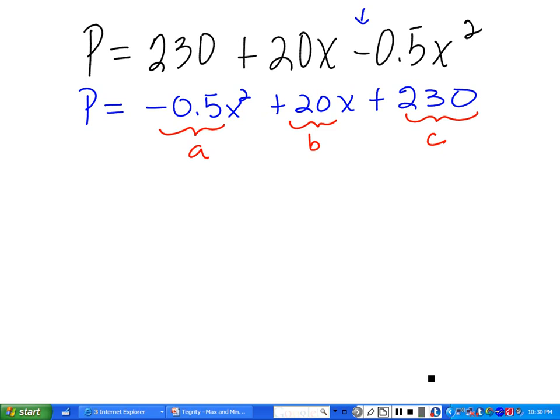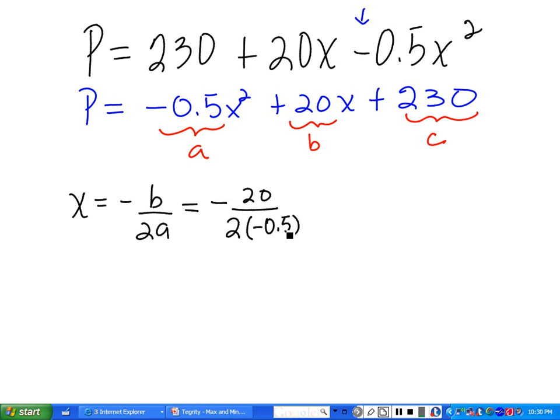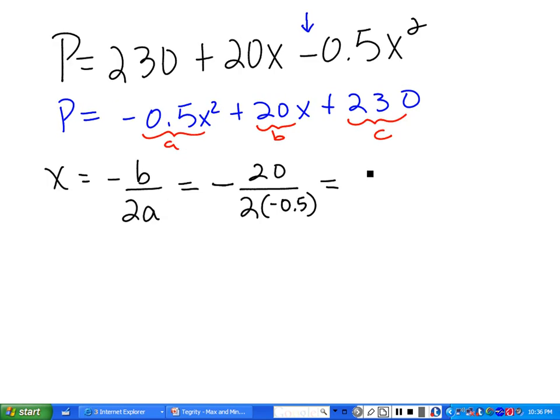For the x, we have negative b over 2a. That's our formula for the maximum or minimum value. So we're just going to plug in our b, which is 20, over 2 times negative 0.5. Negative 20 over a negative 1.0, which equals 20. So our x equals 20.